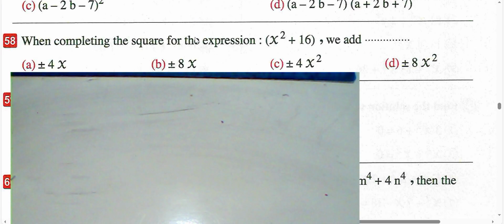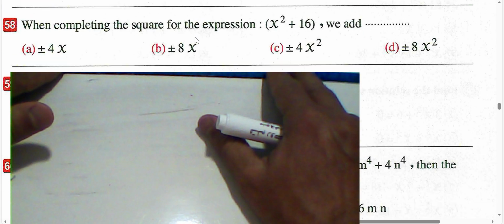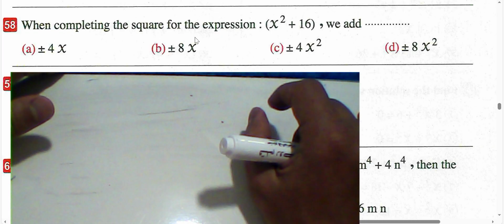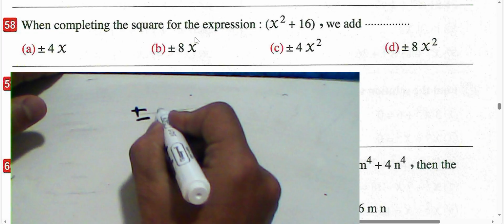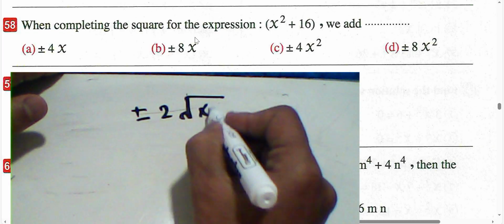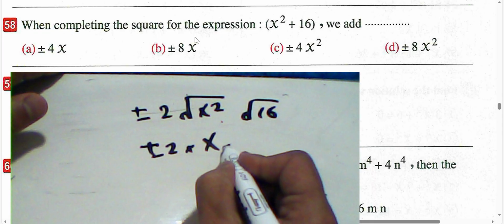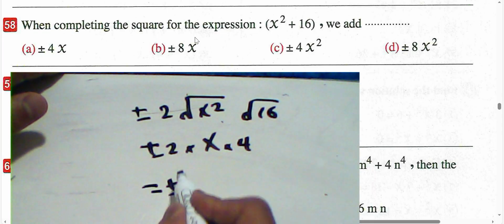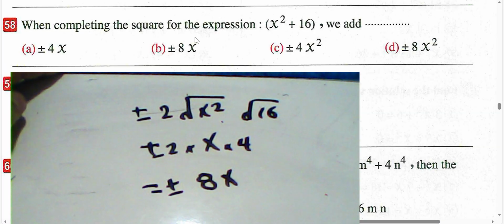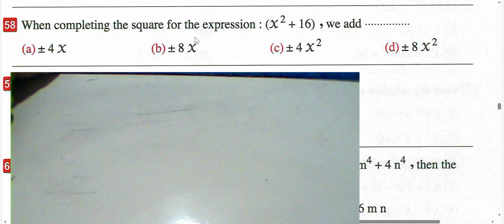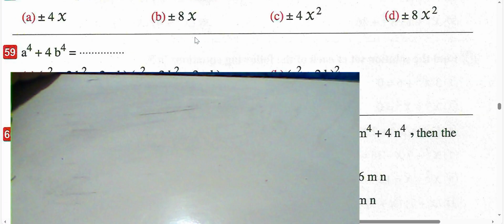Next example: when completing the square for the expression x² + 16, we add what? We must add positive or negative 2 times the square root of the first times the square root of 16. Positive or negative 2 times x times 4, right? 2 times 4 is 8. The result will be positive or negative 8x. Okay, we must add this to factorize.